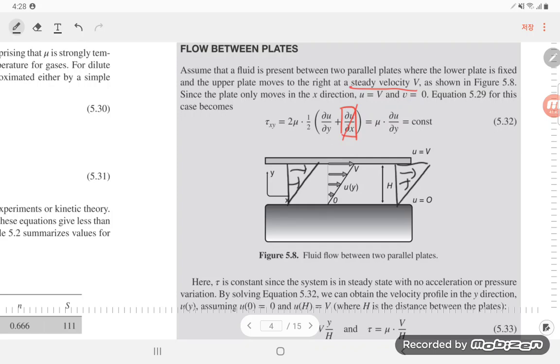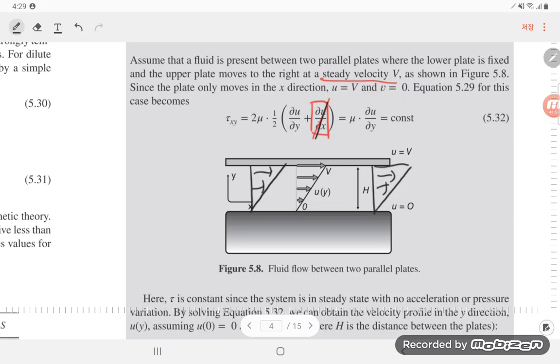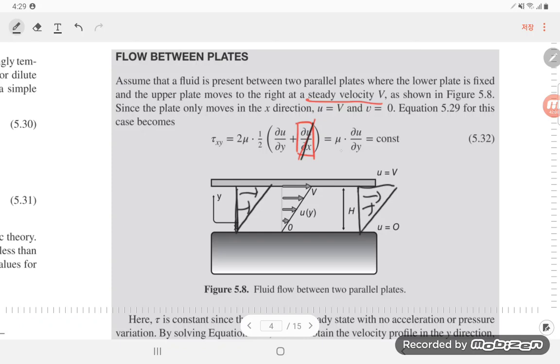So this graph is independent of the x position, so we can cancel out this one if we assume that it is fully developed. Actually, this is not fully developed. Anyway, this maintains its shape following through the x direction. Okay, then now we can get only this one, tau xy.